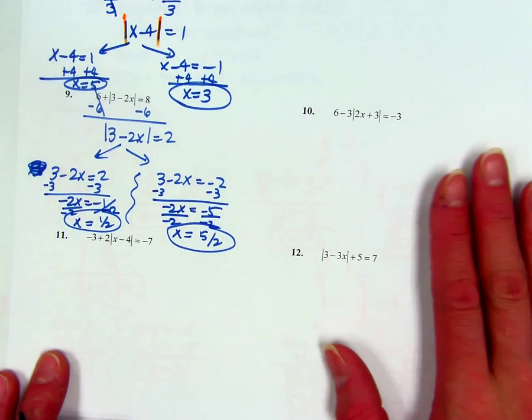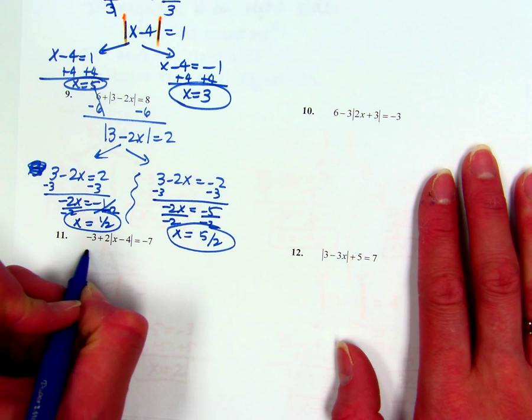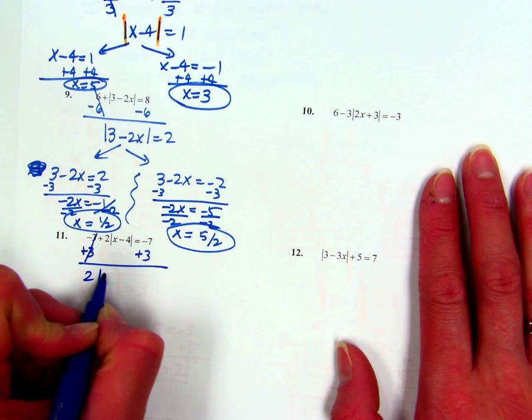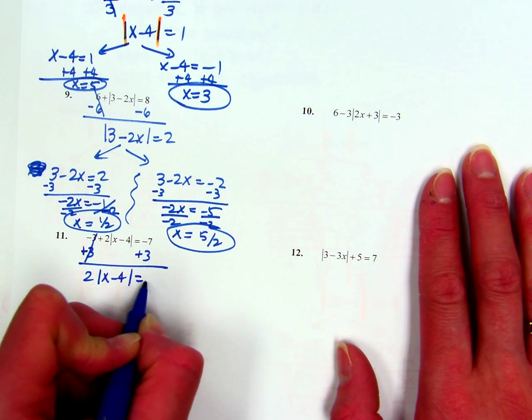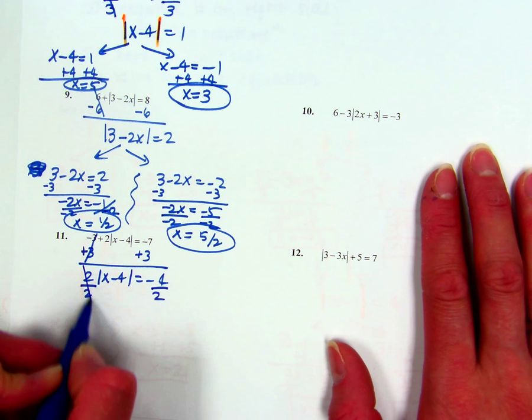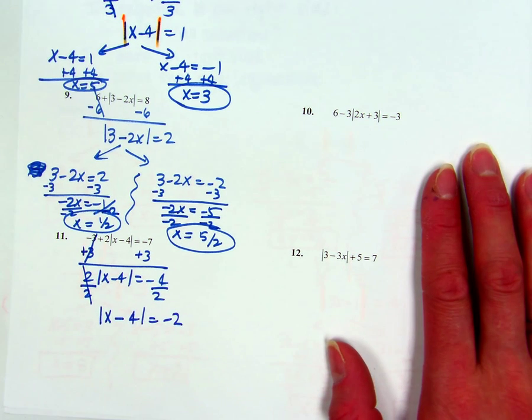All right, number 11. So I want to undo a negative 3. How do you undo a negative 3? You add 3. So I have 2 times the absolute value of x minus 4 equals negative 4. I'm going to divide by 2. I get absolute value of x minus 4 equals negative 2.